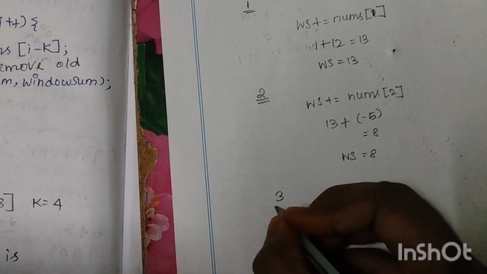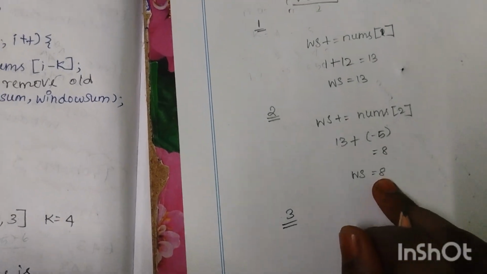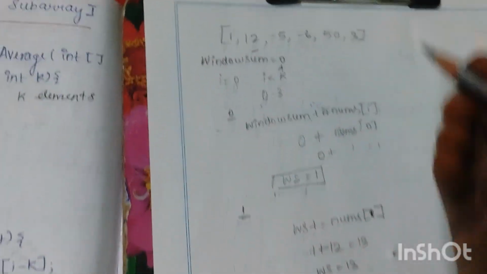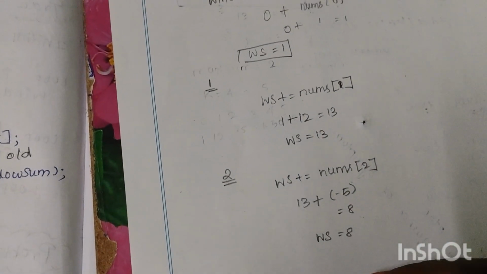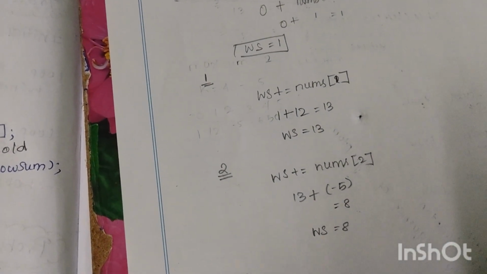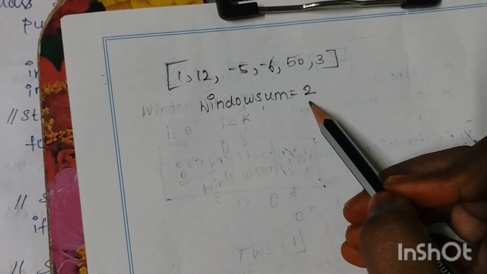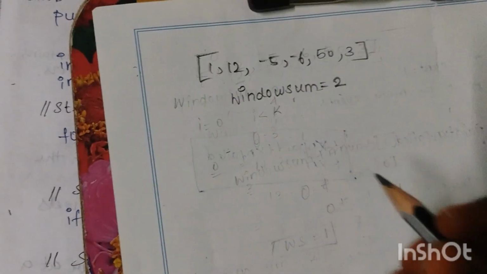Then when i is equal to 3, what will happen? 8 minus 6 is equal to 2. This is our current window sum. So this is our window sum when we completed the first loop.